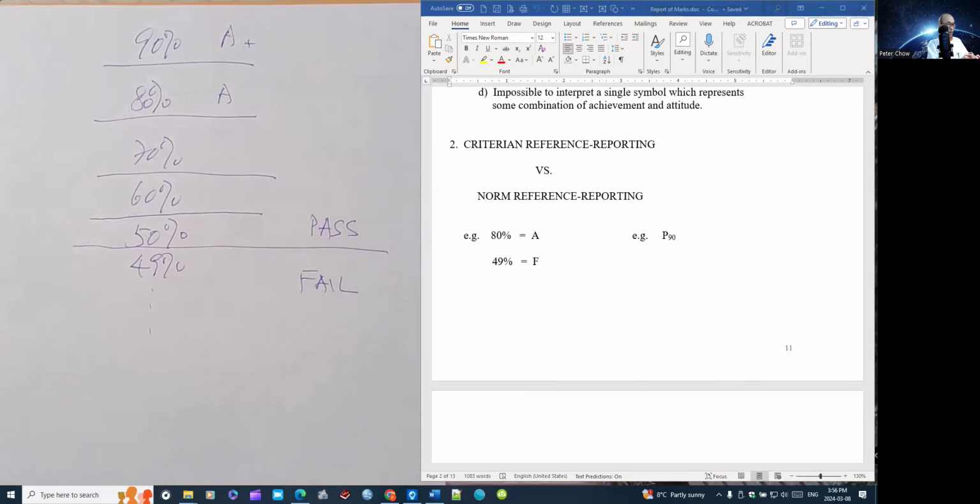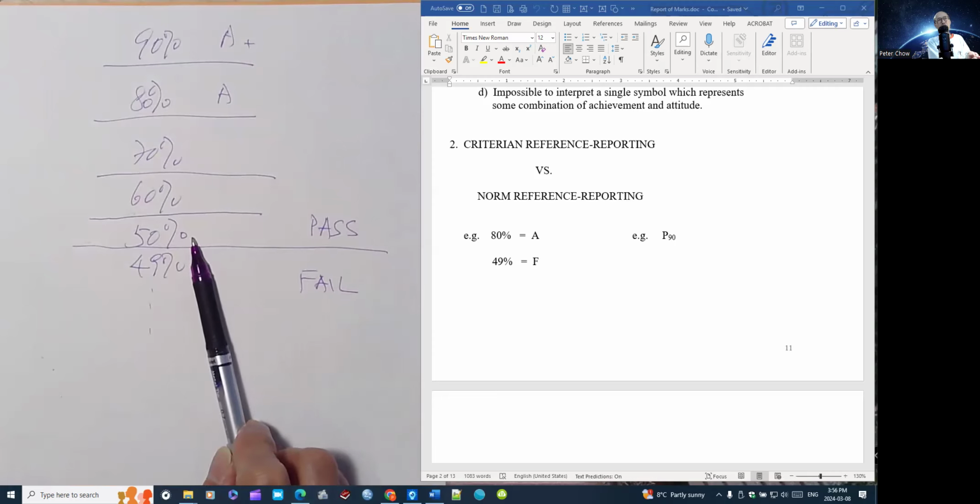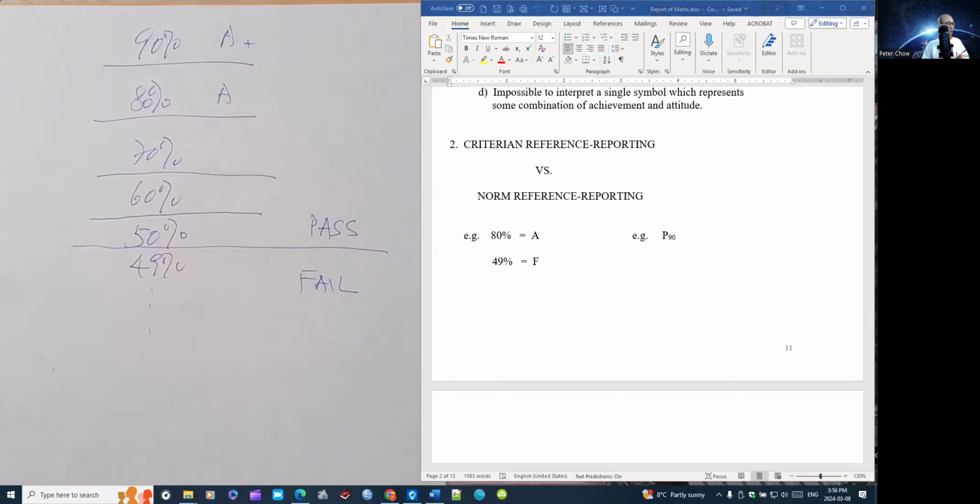Okay, let's take a look. What are you talking about? A difference of 1%. This one is branded as a failure. This one passed. It makes no psychological sense, no psychometric sense, no mathematical sense, and no educational sense. Nothing. It is just arbitrary.